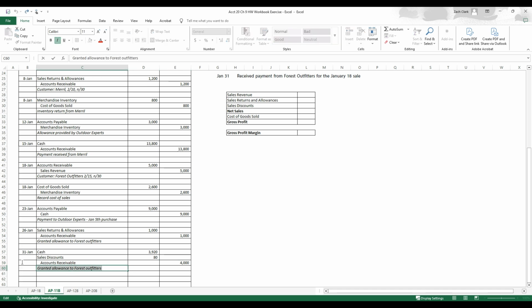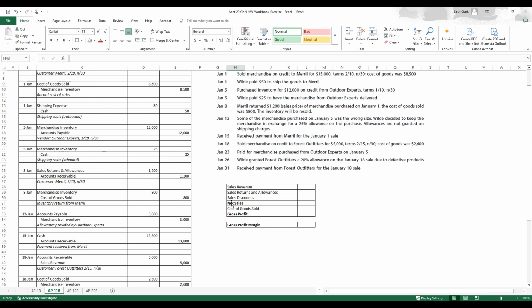And we'll say received payment from, which one was this? Yeah, this was Forest Outfitters, right? Forest Outfitters. And we'll just say discount, just to indicate that the discount was taken. And that's all our journal entries there.